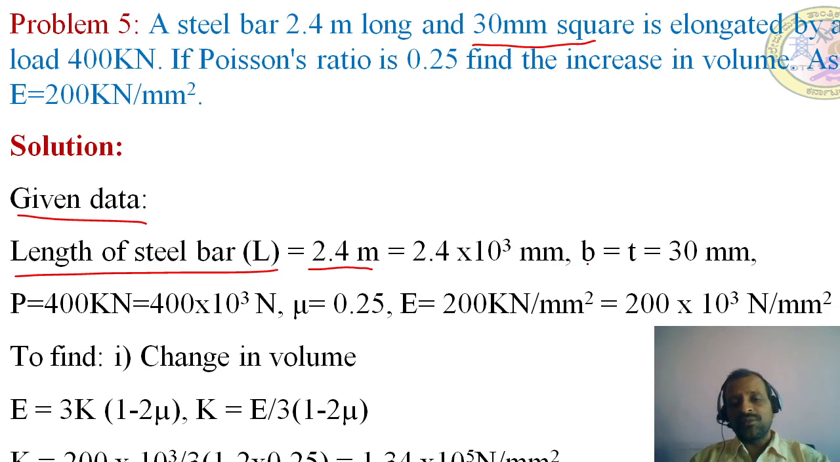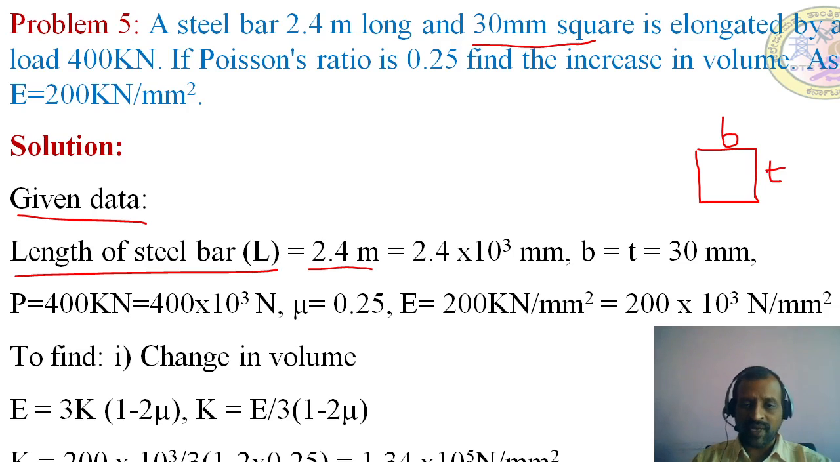Now B is equal to T is equal to 30 mm. It means 30 mm square he has given. If this is a square, then this side is T and this is B. Only when B and T are both equal does it become a square. Otherwise it will become a rectangle. But in the problem he has given it is a square. Because of that condition I have taken B is equal to T is equal to 30 mm.